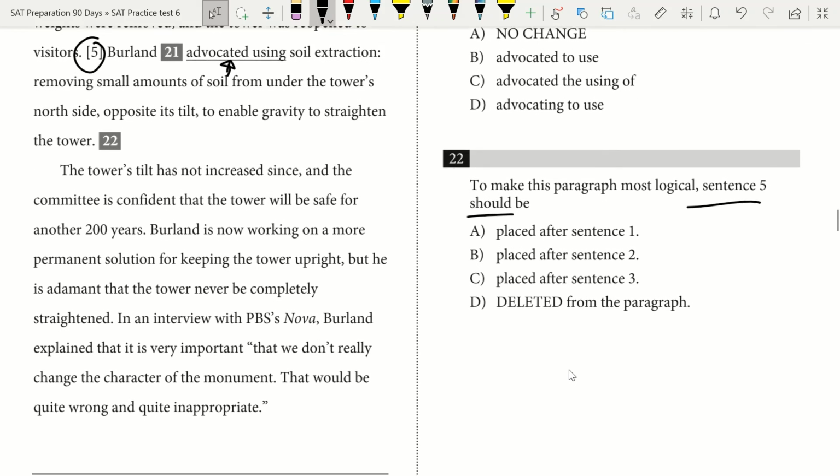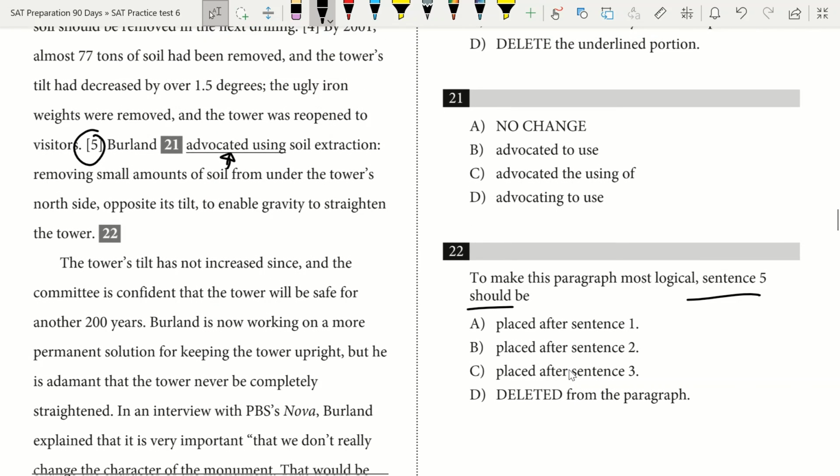All right, so Berland advocated using soil extraction. So to me, that's going to either be a verb tense question or something like that. So let's take a look over here. I see all my verbs are the same. Okay, so I know it's going to be tense, and then I also see I have the word use. It has different uses here. So I'm looking at tense, right? What's the ending? And then I'm also looking at how I want to use it idiomatically.